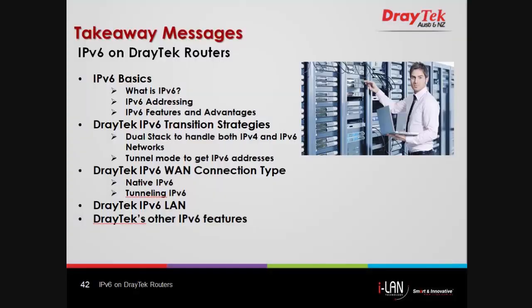So we have given you the overview of IPv6 on DrayTek routers, and this includes IPv6 basics, what is IPv6, IPv6 addressing, IPv6 features and advantages, and IPv6 transition strategies, which include dual stack to handle both IPv4 and IPv6 networks, tunnel mode to get IPv6 addresses, and DrayTek IPv6 WAN connection types, which are native IPv6 and tunneling IPv6, and DrayTek IPv6 LAN and other features.